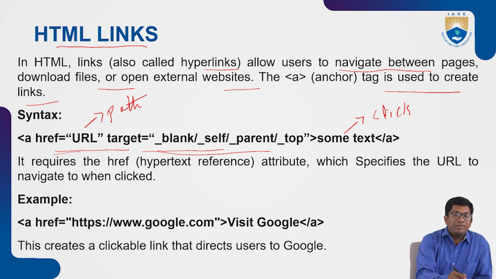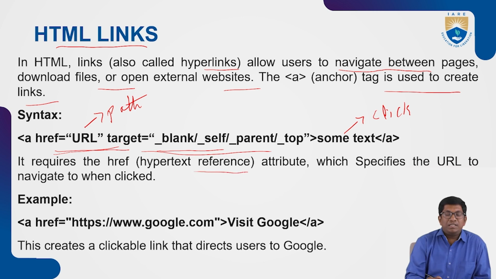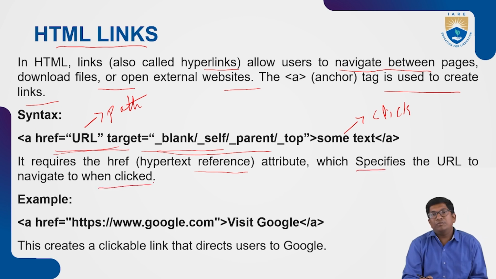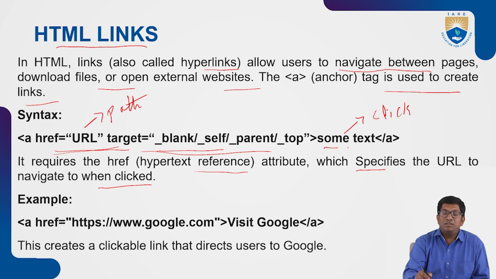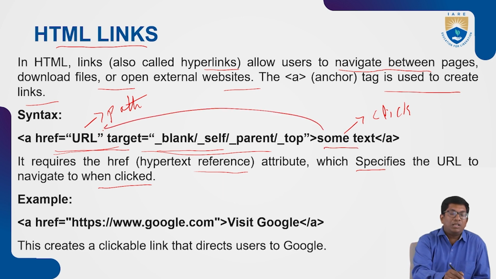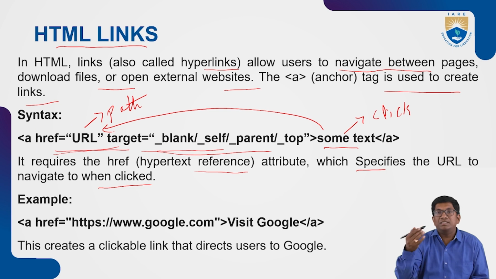So one of the attributes in the anchor tag is href. It requires the href, that is the hypertext reference attribute. It specifies the URL to navigate to when you click the text. So when you click on the text, immediately it moves to that URL and opens that web page if it exists.